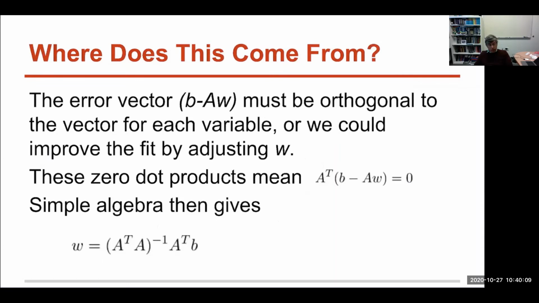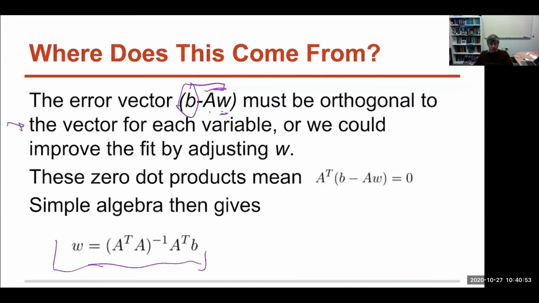Now, where does this formula come from? There's a property that the error vector, the residuals, was the error vector. That was the original value y minus the prediction. The prediction, given our coefficients, is going to be A times w. It turns out the error vector must be orthogonal to the vector defining each variable, because if not, we could wiggle the vector to reduce the error.